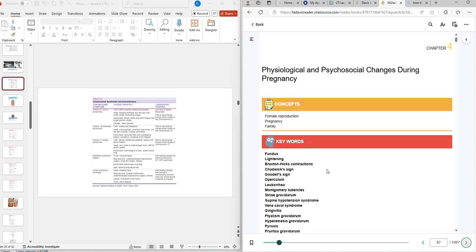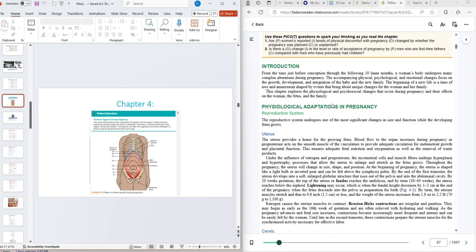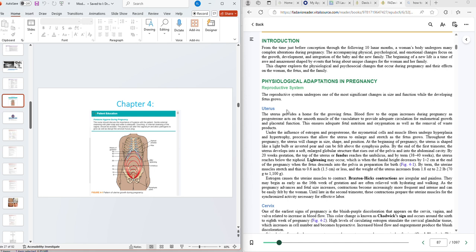Chapter 4, physiological and psychological changes during pregnancy, which is a lot. All right, so let's talk about that. We're going to start on page 88. So, physiological adaptations during pregnancy. Our uterus. Okay, so our uterus is a muscle, right? We know it grows, stretches, doesn't actually grow, but stretches when the baby, the fetus, is in the womb. So it provides a home for our fetus to grow.